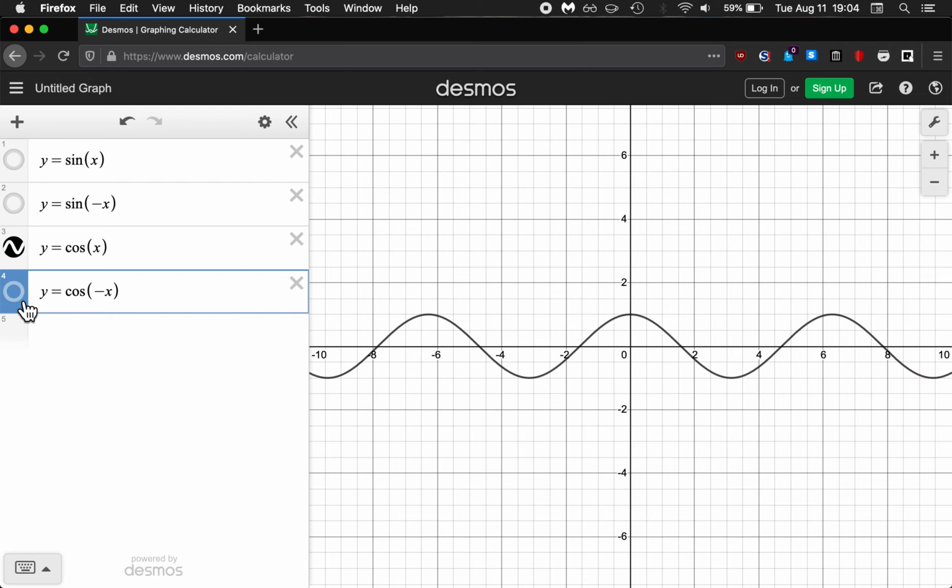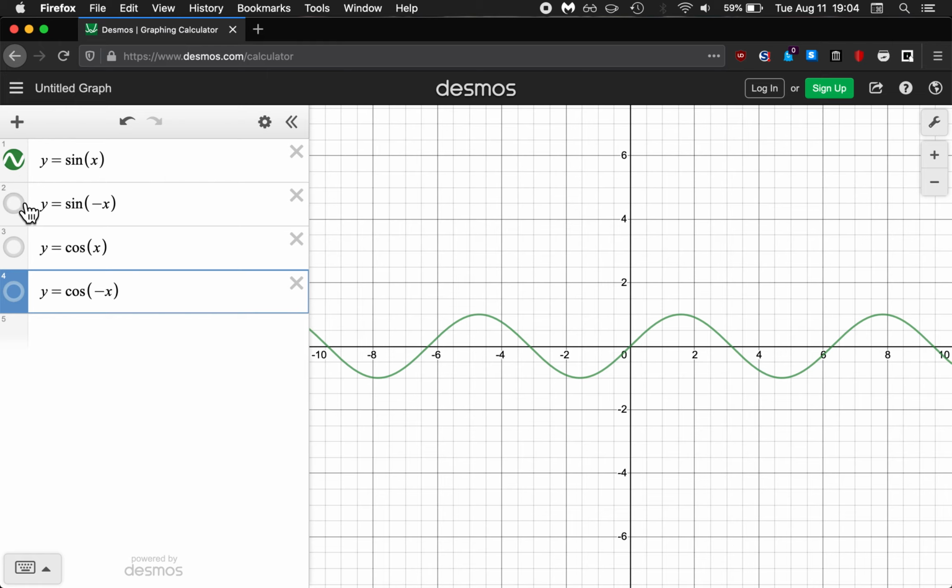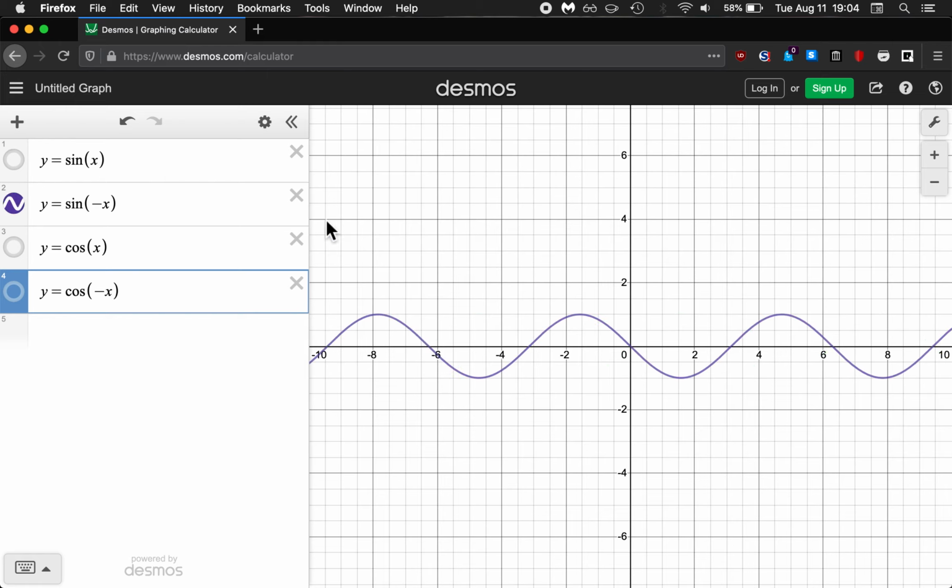So the cosine function does not care whether your input is positive or negative, whereas the sine function, if you flip the sign on the input, you end up flipping the sign on the output. So there's a handy definition of even functions and odd functions.